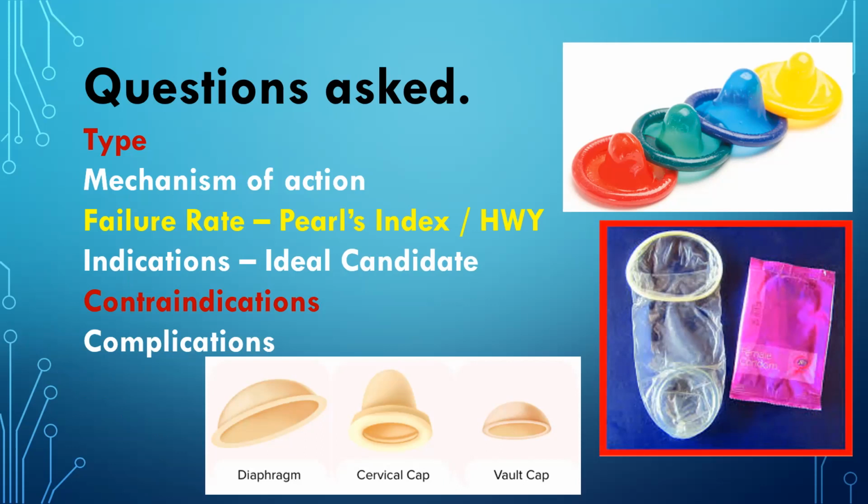The pictures display barrier contraceptive methods like male condom, female condom, diaphragm, cervical cap, and vault cap. Any one of these can be kept as a barrier type of contraceptive. Then they will ask you the failure rate and how you will advise the couple to use it.